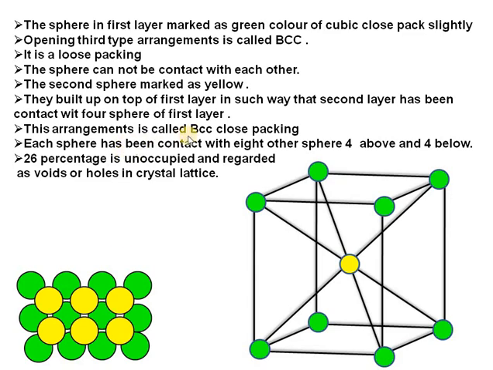Such a type of arrangement is called the BCC, body centered cubic structure. Each sphere is in contact with 8 other spheres, right? Each yellow colored sphere can be in contact with 8 other spheres. 4 are below and 4 are above. So a total of 8 spheres can be in contact with this. Hence, 26% of the crystal is unoccupied, and this is regarded as voids or holes in the crystal lattice.